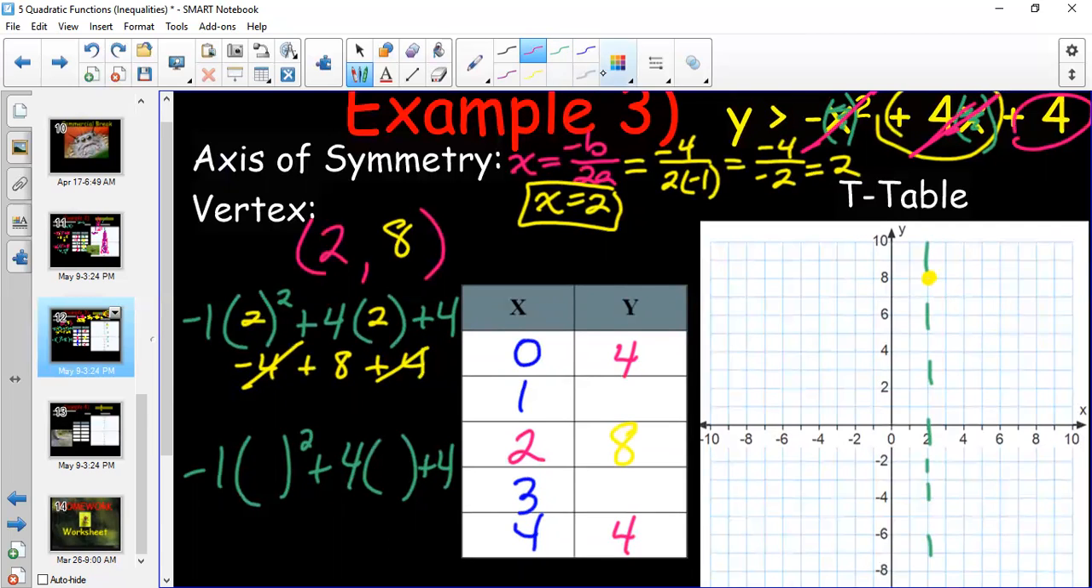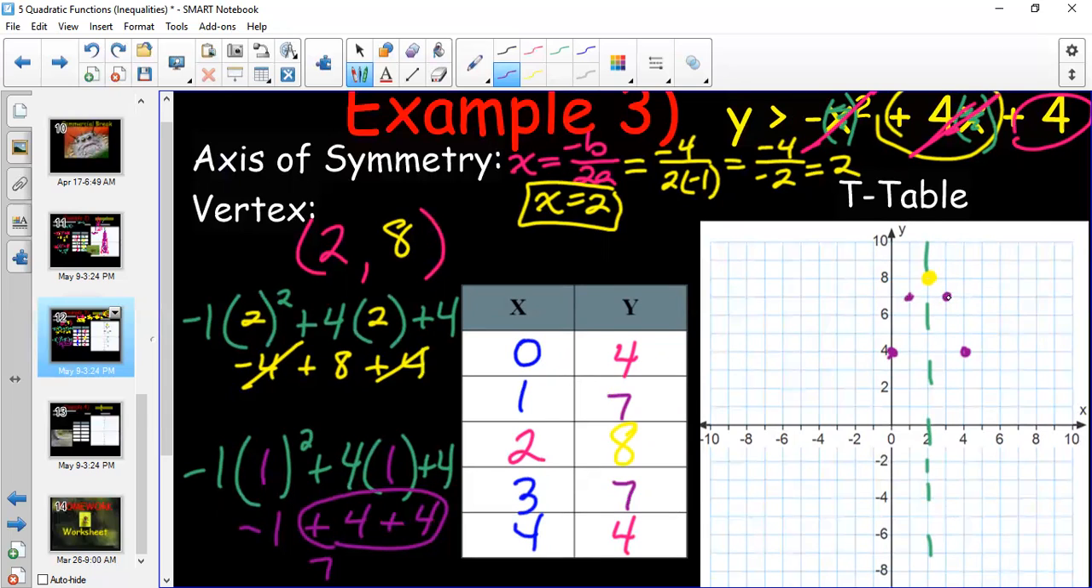And then I'm going to plug in our 1 instead of 3. You could do 3 as well. 1 squared is 1 times negative 1 is negative 1. 4 times 1 is 4. And if I add those together, 4 plus 4 is 8. Minus 1 gives us 7. So we've got 0, 4, and 4, 4. And we have 1, 7, and 3, 7.